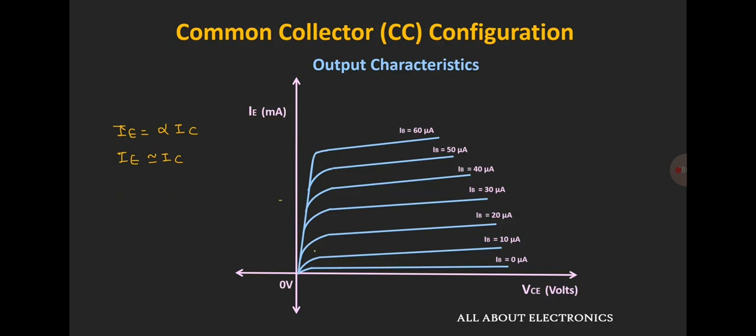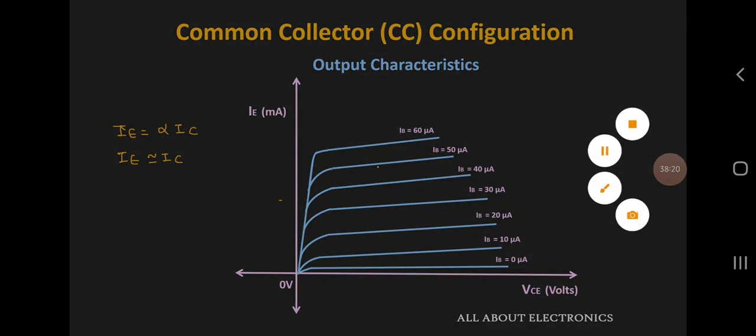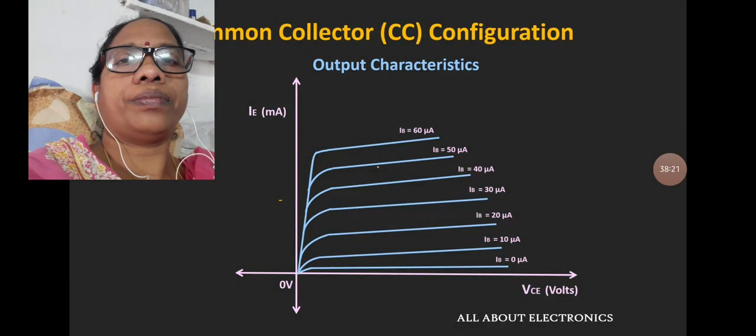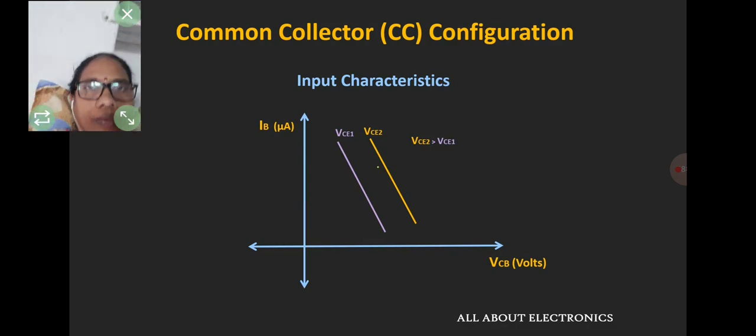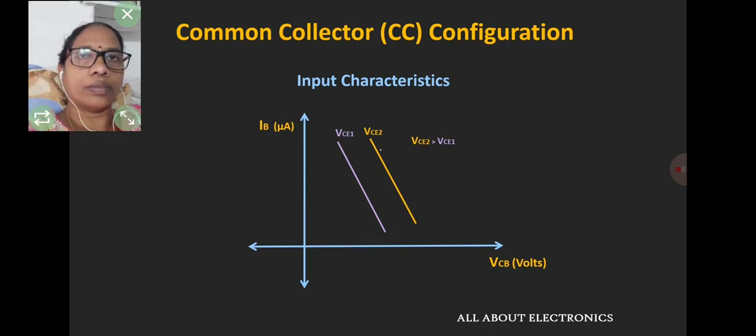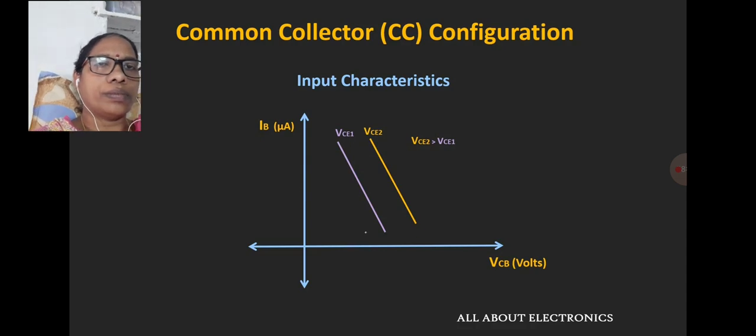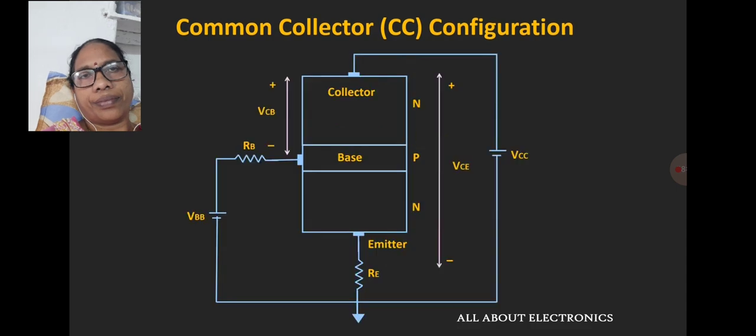And that is why in this configuration, the output characteristics look similar to the common emitter configuration. Now if we talk about the input characteristics, then it shows the relationship between this base current IB and the voltage VCB. And as you can see, for the fixed value of voltage VCE, as we increase this voltage VCB, this base current IB reduces.